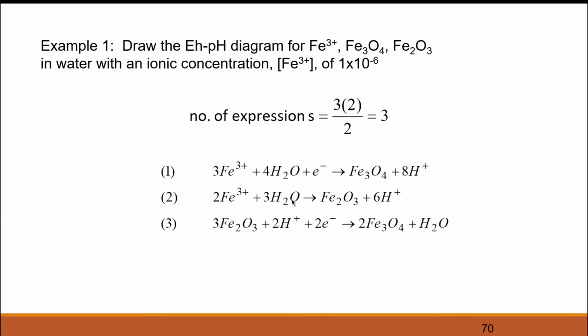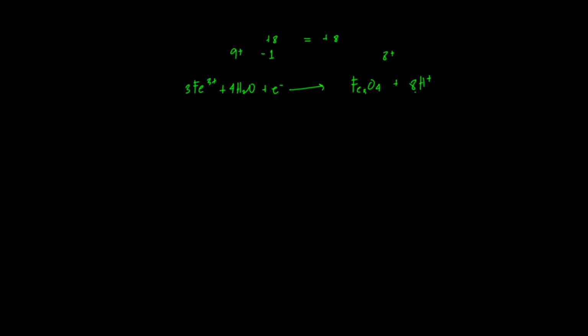So let's try another one now, and I'll leave the third one for you guys to practice on. Okay, so we have Fe3 plus to Fe2O3. So let's try it. We have Fe3 plus to Fe2O3. And again, we always write it as a reduction reaction.